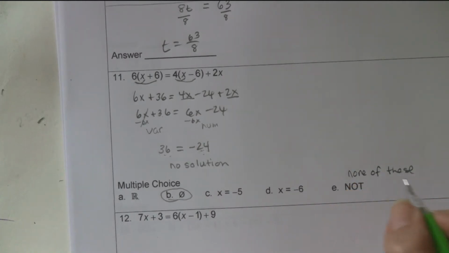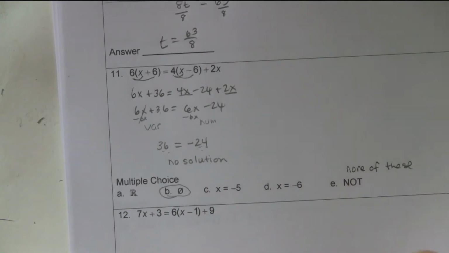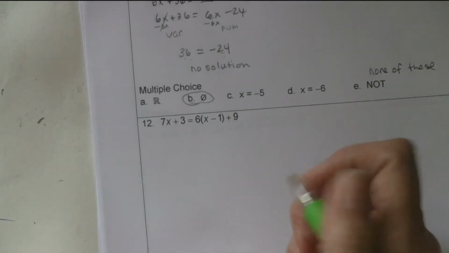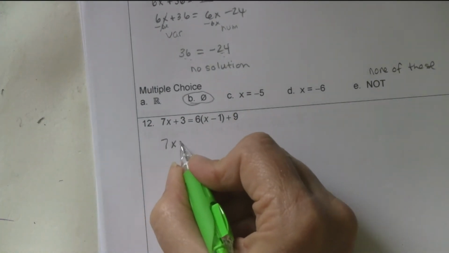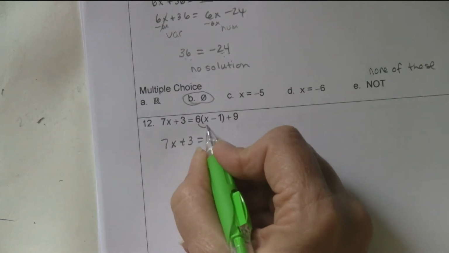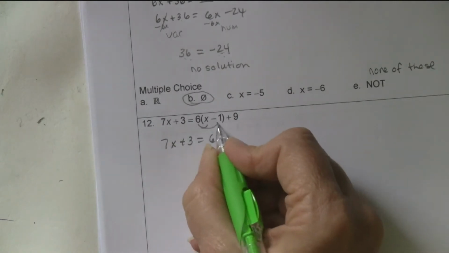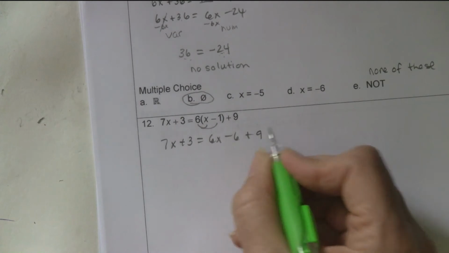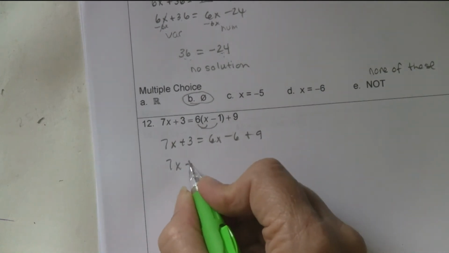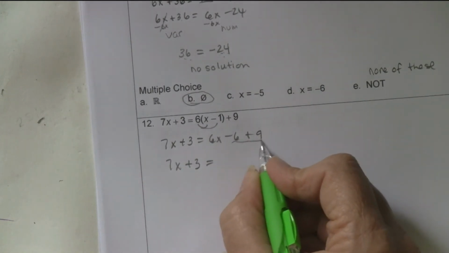So if x had been equal to 7, which it wasn't, which none of these are equal to 7, then I would have marked none of these. So that's the story on that. Okay, so we have here 7x plus 3. I'm going to distribute 6x minus 6 plus 9. So 7x plus 3 equals, and then that's going to be 3.